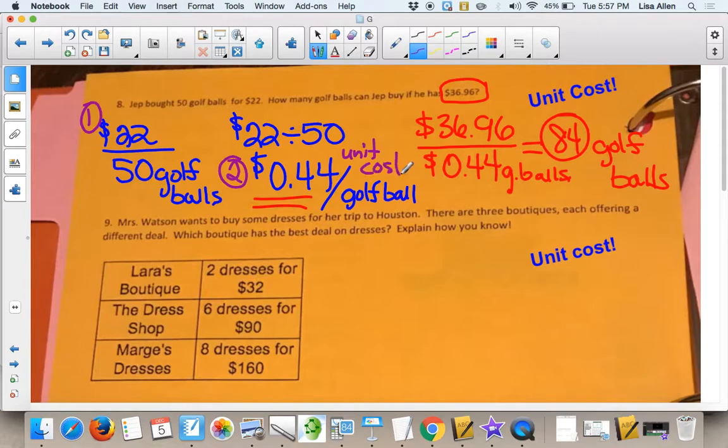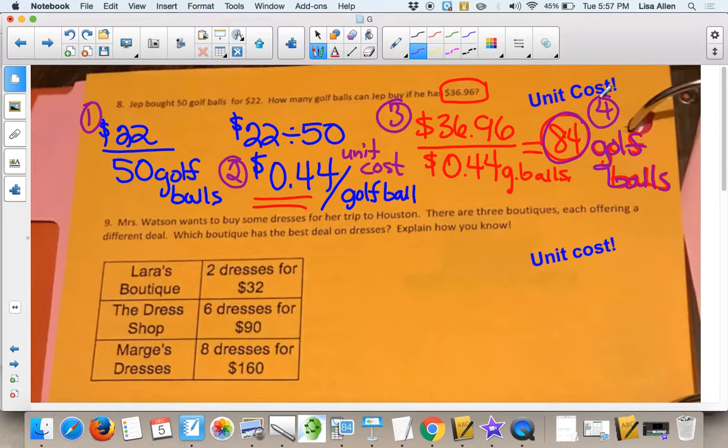Here's your unit cost. And then once you get your unit cost, you're going to take the money, and here's the third step. You're going to take the money that he has and divide it by the number of golf balls. So you get 84 golf balls can be purchased. Okay? And that is the story. So that's all about unit cost, and it would be 44 cents per golf ball.